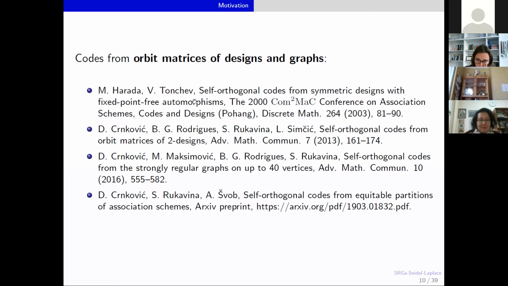This research was generalized in later works, where the authors obtained self-orthogonal codes from orbit matrices of 2-designs with no restrictions on the automorphisms. And moreover, this research was extended to orbit matrices of strongly regular graphs. And lastly, we generalized this work to obtain self-orthogonal codes from equitable partitions of association schemes.